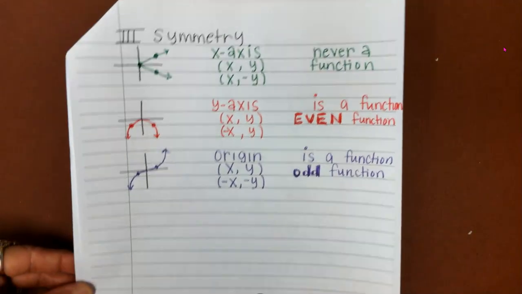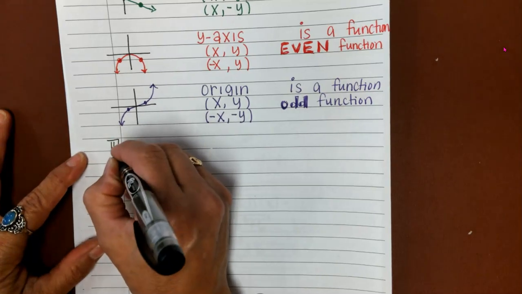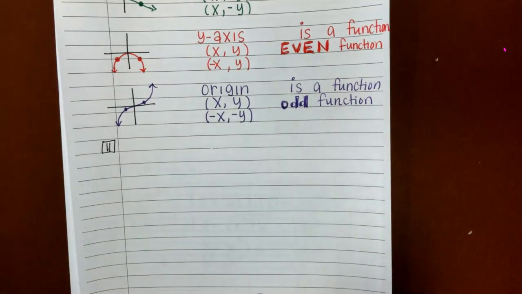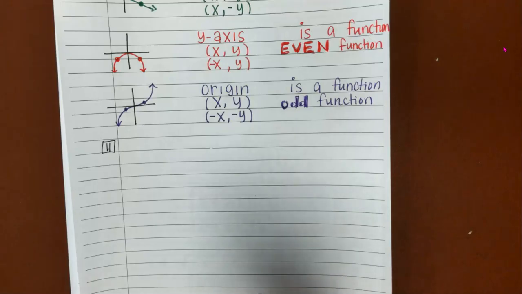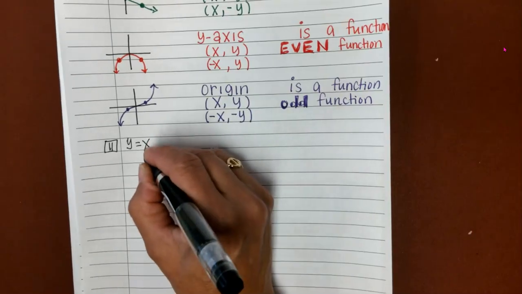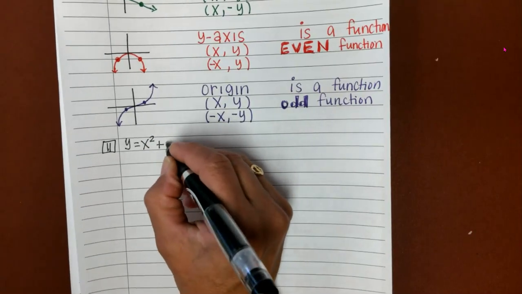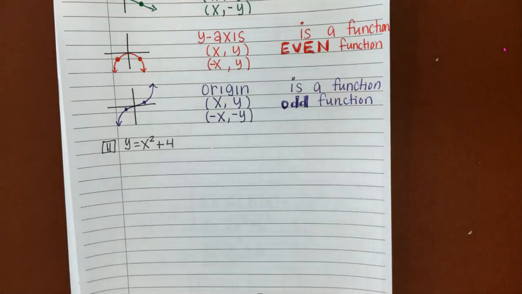All right, as promised, I was going to do some of your work. Let's do number 11 together. So number 11 is going to say y equals x squared plus 4. And I'm going to keep it color coordinated with those colors that I just used.